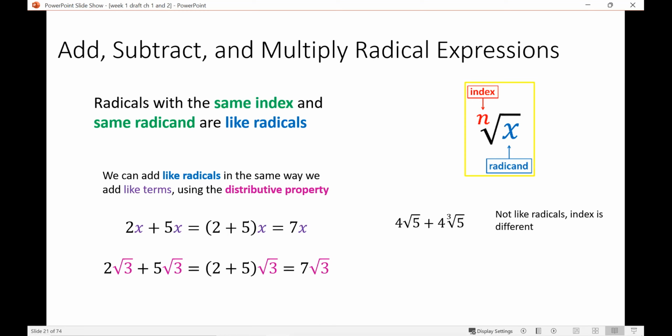Something that is not a like radical that cannot be combined would be a root 5 and a cube root of 5. Since the indexes are different, we cannot combine them. They are not like terms.